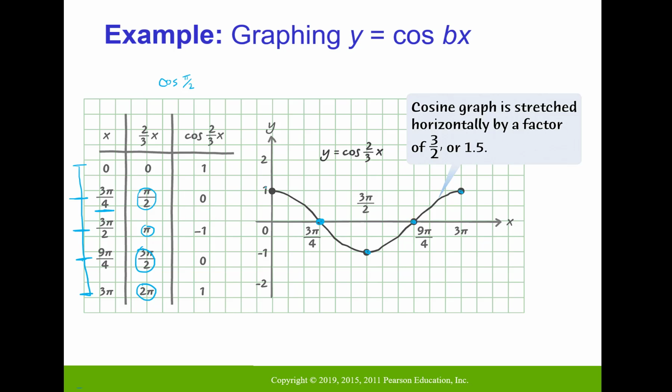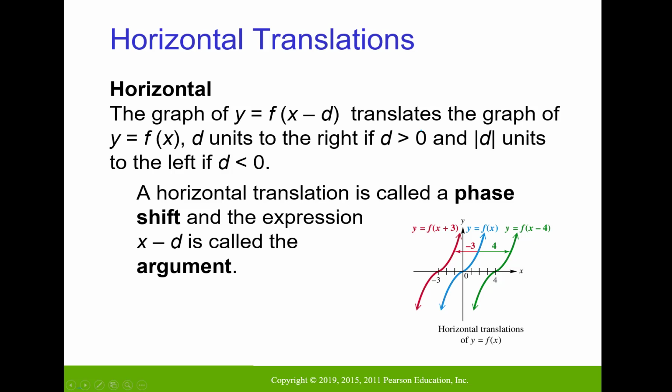So notice this is one full period of our cosine wave, and if you compare it to the original function of just regular cosine x, not cosine 2/3 x, it's a little bit more stretched. Okay, it's horizontally stretched because we have to go all the way to 3 pi before the wave starts repeating, whereas with just regular cosine of x, that would start repeating at 2 pi. Alright, next let's talk about translations.